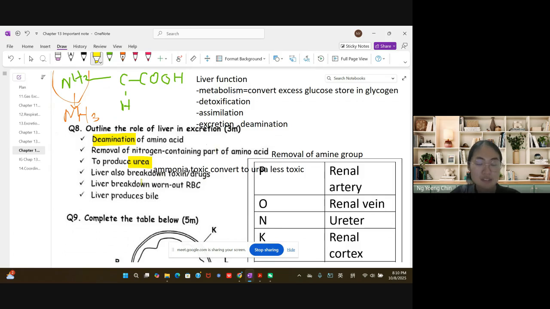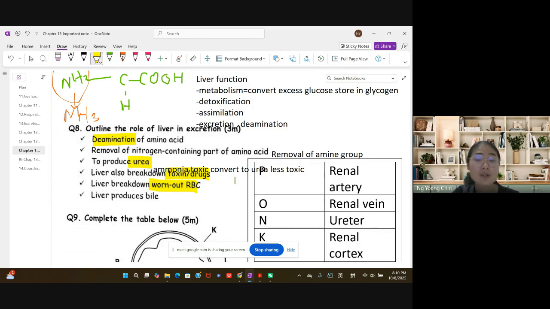So the liver, apart from that, can help with detoxification, which means breaking down toxins and drugs. And it can also break down worn out red blood cells. What is meant by worn out red blood cells? They are red blood cells that may have been damaged by other things, for example viruses or pathogens, and also red blood cells that are aging.